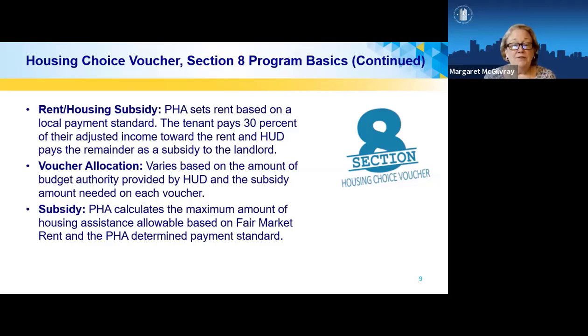The PHA receives their allotment from HUD, and it's called the HCV Budget Authority, and they receive that annually. It tells the PHA exactly how much money they have to expend in contracts with landlords for the PHA's portion of the rent. This amount correlates to an anticipated number of vouchers. However, if the PHA ends up having to pay more in rent subsidies based on the tenant portions, then they may not be able to fund as many vouchers as anticipated.